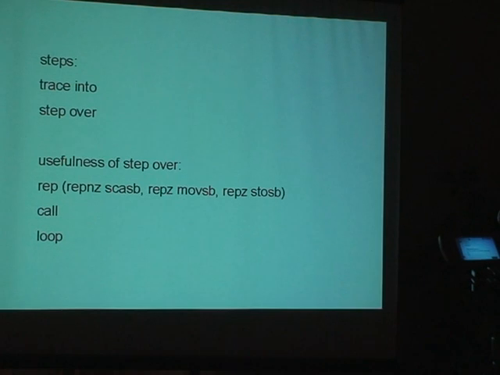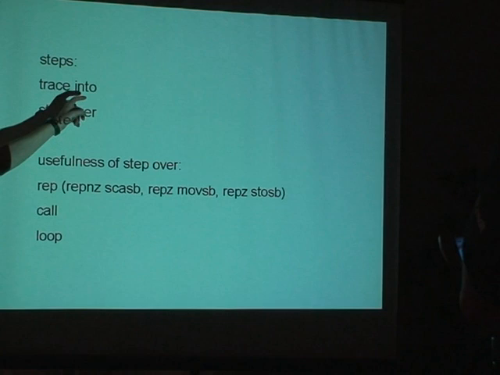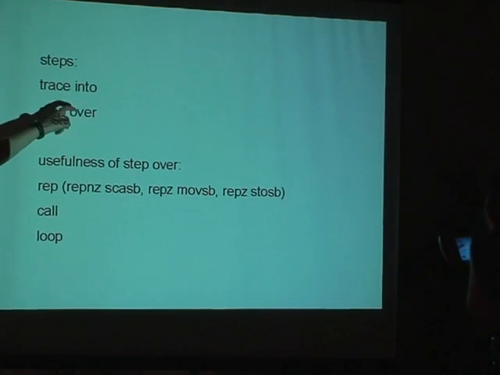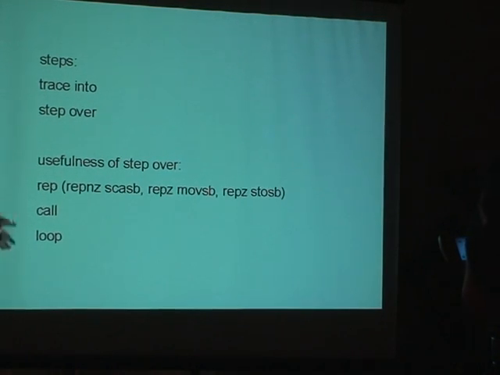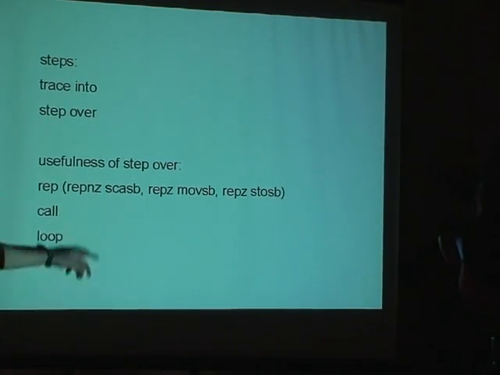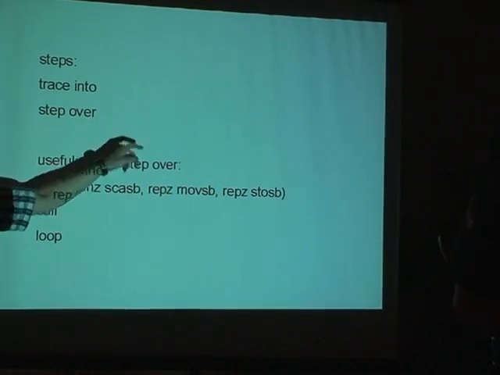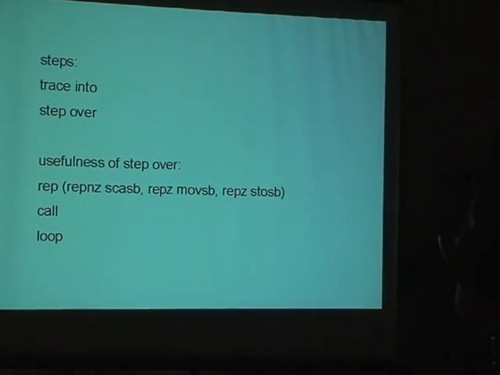Summarization about steppings. We have two possibilities for how to do steps. The smallest one is trace into. It is done by setting the trap flag bit of the flag register. It is the smallest possible step. And then we can make bigger steps called step over. In my debugger, trace into is F7, and step over is F8, just like in the old Turbo Debugger.